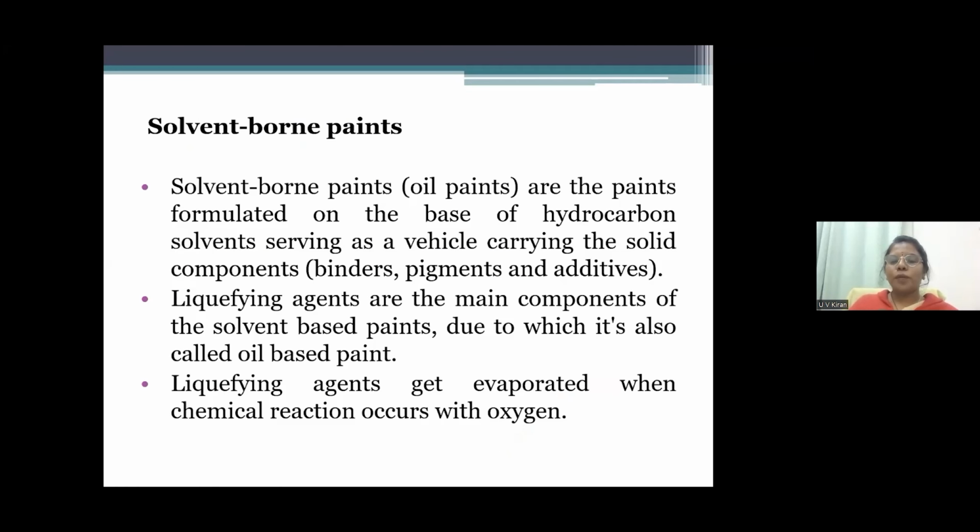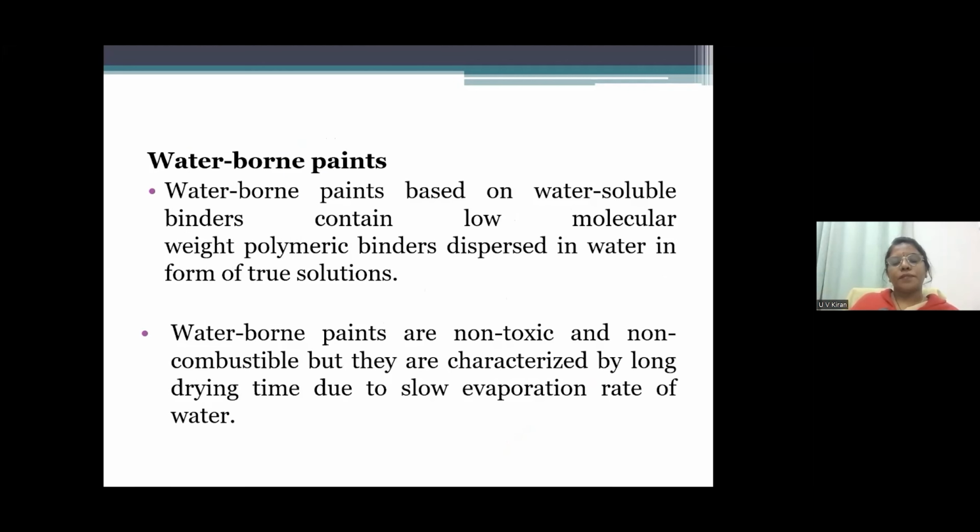What are solvent-borne paints? Solvent-borne paints have oil as the base, and they have hydrocarbon solvents along with the binders, pigments, and additives. It has a liquefying agent as the main component, and since the liquefying agent is the main component, in combination with hydrocarbon solvents, they are called oil-based paints. Once the liquefying agents come into touch with the oxygen and combine with it, they get evaporated.